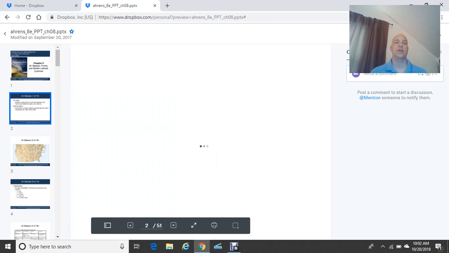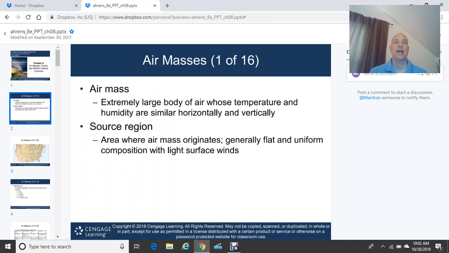All right, so we're going to start things off by talking about air masses. An air mass is an extremely large body of air whose temperature and humidity are similar horizontally, straight across in the horizontal distance, as well as vertically. One important term I would like you to be familiar with is what's called a source region, and this is an area where an air mass forms or originates.